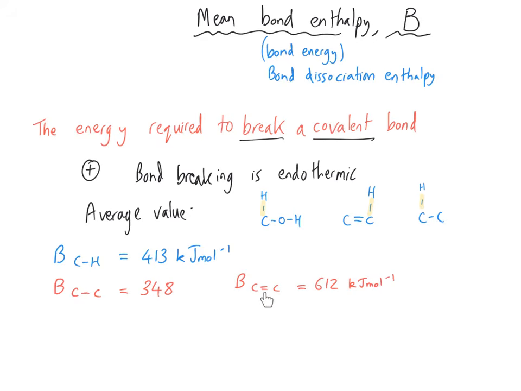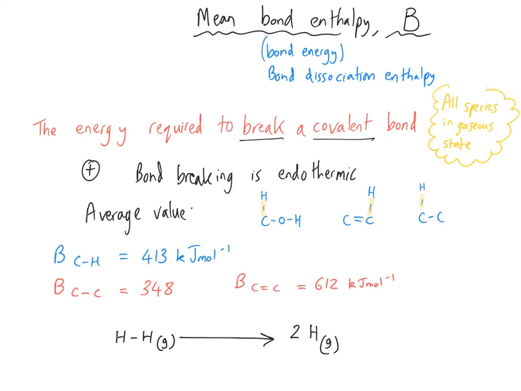And if we compare this to a carbon to carbon double bond, the bond enthalpy is 612 kilojoules per mole on average. And what I should say is that these are always positive values. In other words, if you have got a hydrogen to hydrogen bond and we're breaking it, we're going to end up making two single hydrogen atoms. These will be in the gaseous state. And in fact, part of this bond enthalpy is that all of the species have got to be in the gaseous state. And that makes sense if you consider the fact that we are breaking a covalent bond.